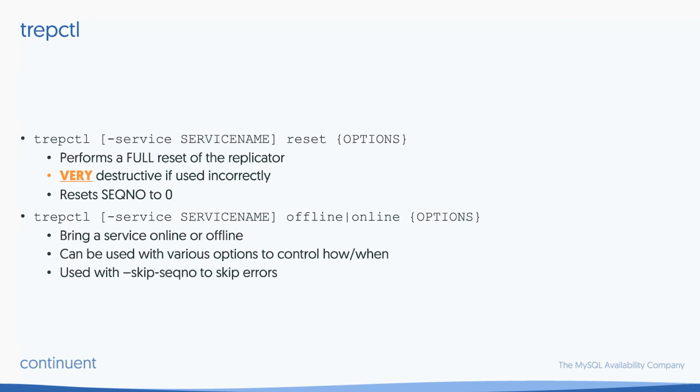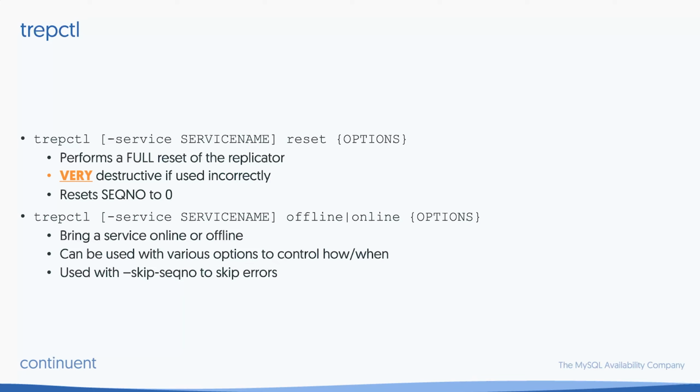Trepctl reset, as the name suggests, performs a reset of the replicator. Now this is very destructive, so you would not want to run this command ad hoc unless you really needed to or you were instructed to do so. It will effectively reset the sequence number to 0. It will clear out THL if you use the various options to do so, and it's almost like a factory reset on the replicator. So if you do that without care, you could lose data and you could corrupt your databases.